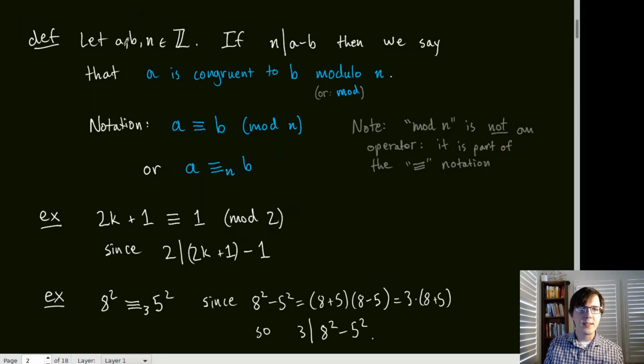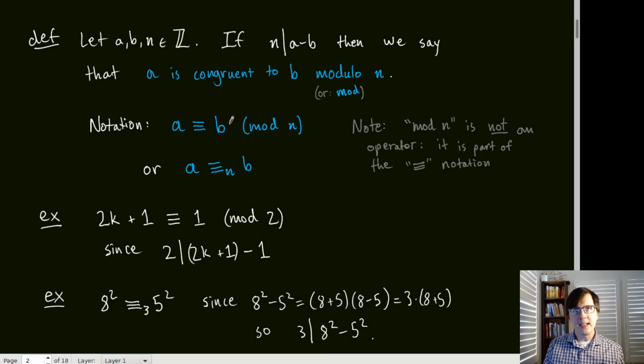Let's say that we have three numbers, a, b, and n in the integers, and let's say that n divides the difference of a and b. If this is the case, then we say that a is congruent to b modulo n, and also sometimes we say a is congruent to b mod n, just for short.